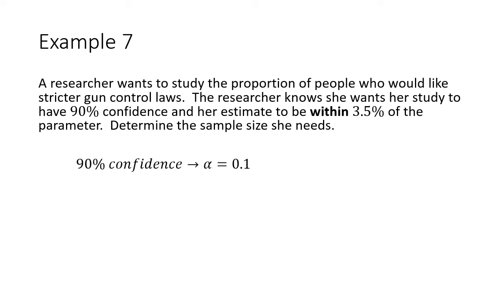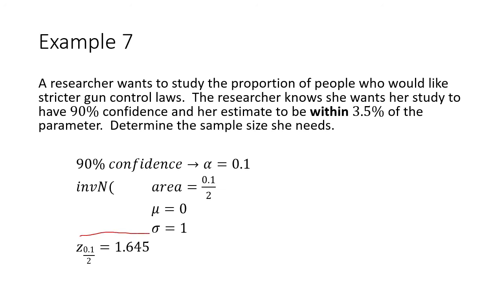Well, again, start with the confidence level. 90% confidence. What's my alpha? Well, my alpha is 10%, or 0.1. And we need to find our z-score that is associated with that. So the inverse norm of my area, which is 0.1 divided by 2, with mu 0 and sigma 1, that's our standard. And so our z-score is 1.645. Again, we're going to need that value.